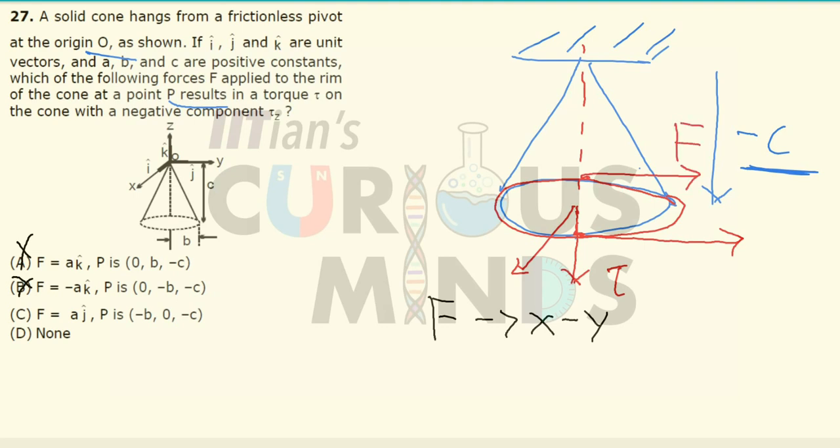Let us find out whether this will give me a torque in the downward direction. This is the r vector over here, and over here this is the F vector. So this will give me a torque in the downward direction. So torque z is obtained in the downward direction, and the components are also correct. So the correct answer is option number C.